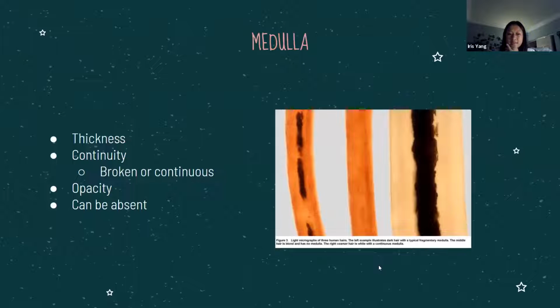And then finally the medulla, which could have different thicknesses. Dog hair has a super thick medulla, and that's how we identify it. It could be broken or continuous. Like this one, you can see it's a broken medulla. A lot of the times, human hair has a super broken medulla, and that's how we identify it. It could be opaque or transparent-ish. Here, the black is super opaque, and that's usually for human hair and dog hair. Sometimes it could be absent too, like the one in the middle, where there's no medulla.